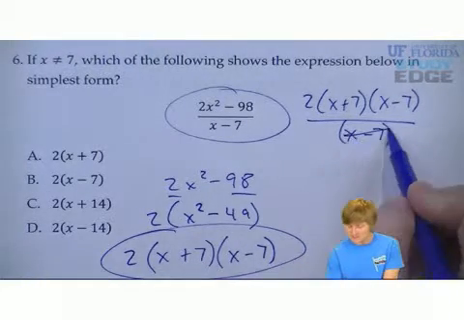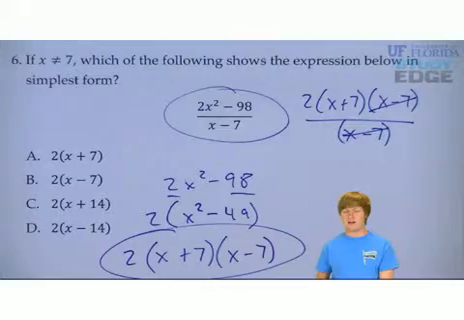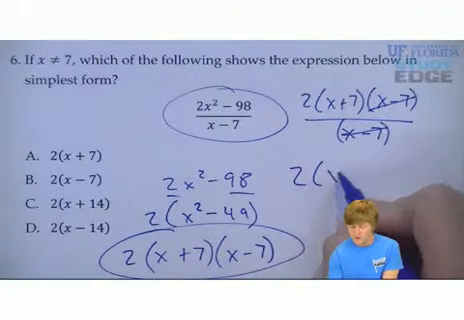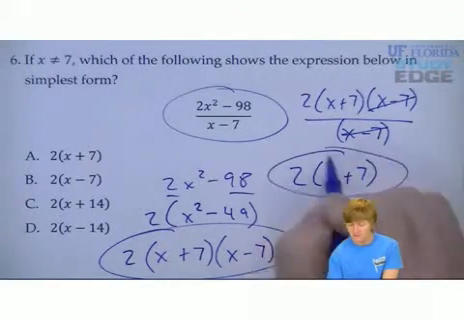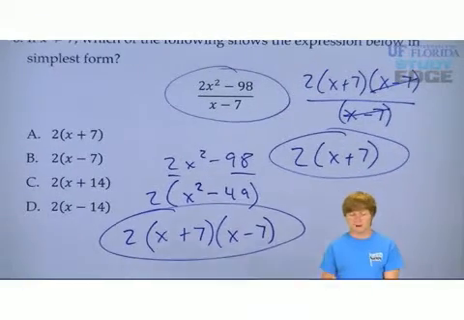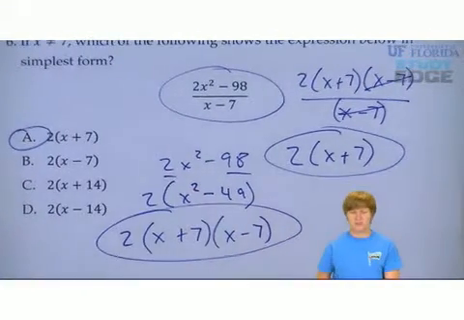What I can see is that x minus 7 and x minus 7 are going to cancel out. So I'm just left with 2 times x plus 7. So 2 times x plus 7 is my final answer. That is answer choice A.